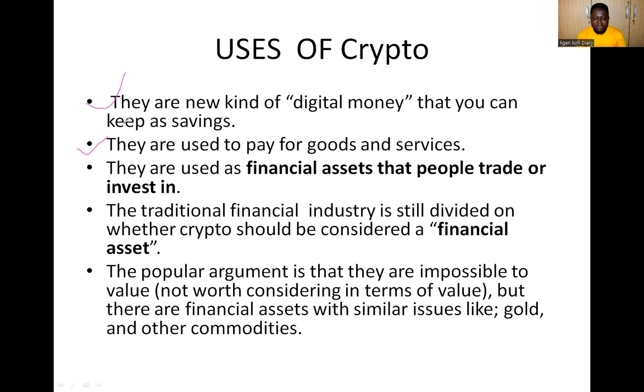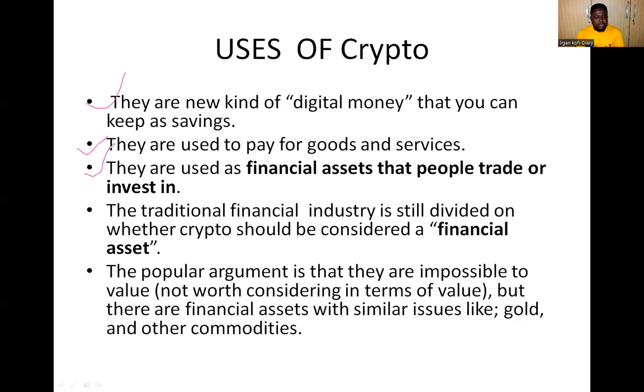So crypto is used for payment of goods and services. Point number 3 says that they are used as financial assets that people trade or invest in. We'll be going into that in a bit. Just like any other financial asset that you invest in for profit or returns, the same way you can invest in cryptocurrency for profit or returns. So we'll be looking at some of these financial assets and how crypto has become part of them.